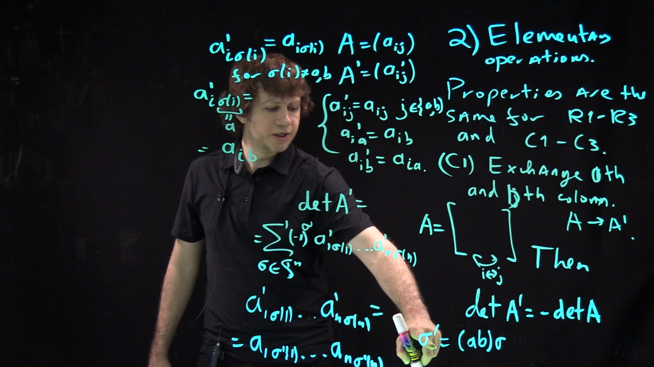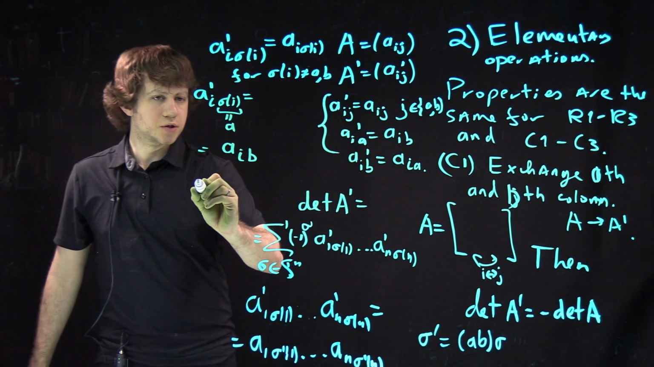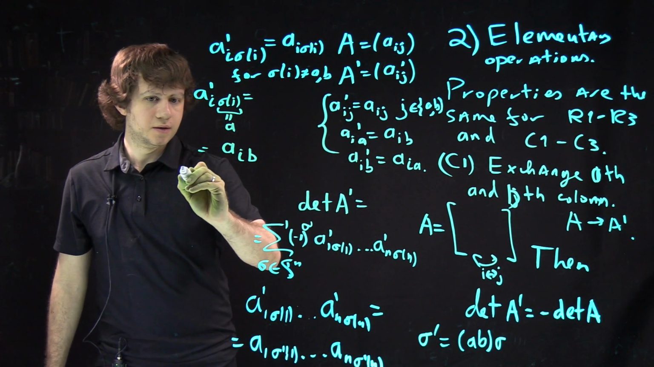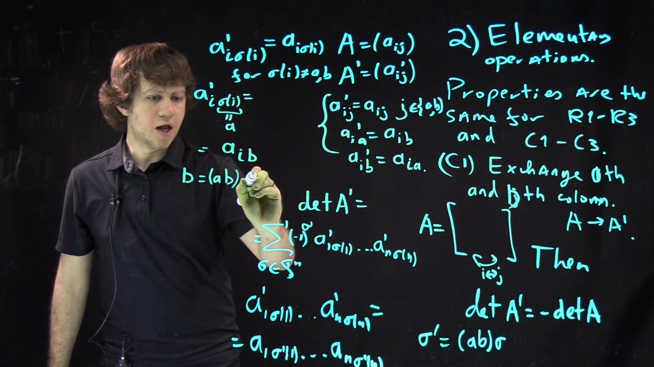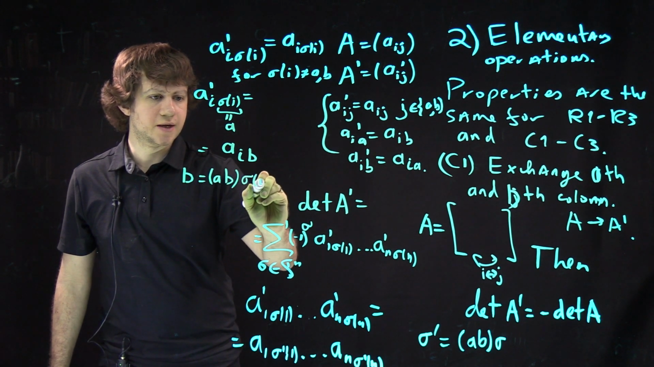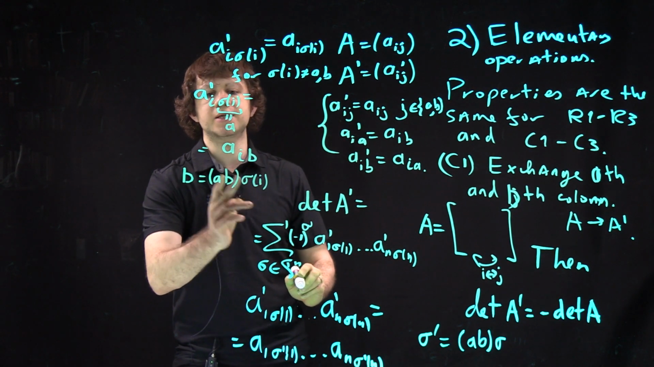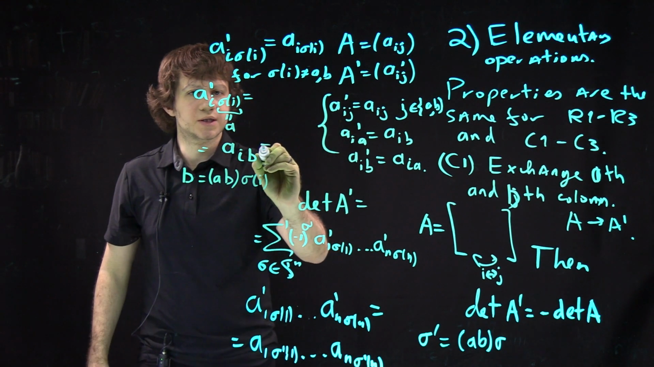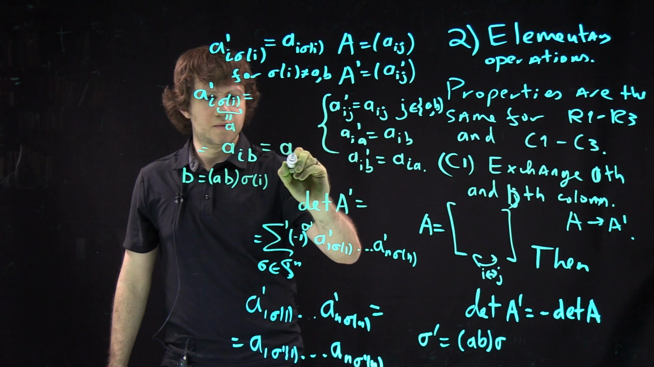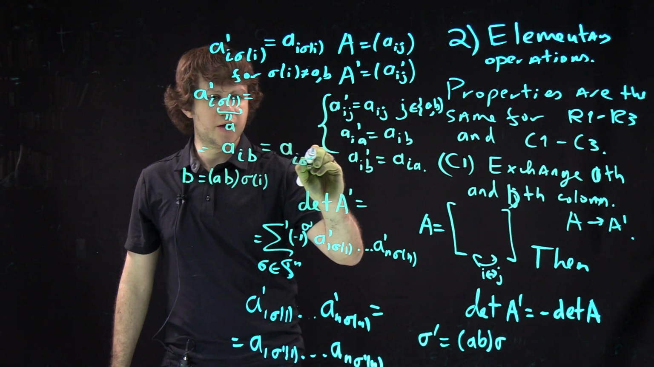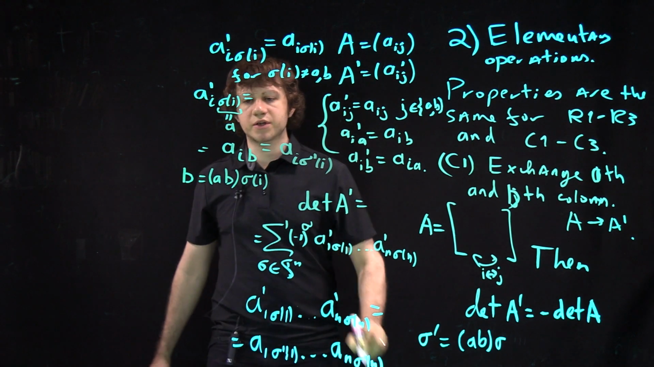Let's see what B is. B is the transposition AB applied to the number C of I, sigma of I. Why? Because sigma of I is A and transposition AB sends it to B. So this is exactly I sigma prime of I. And so the statement is true. And similarly for B.